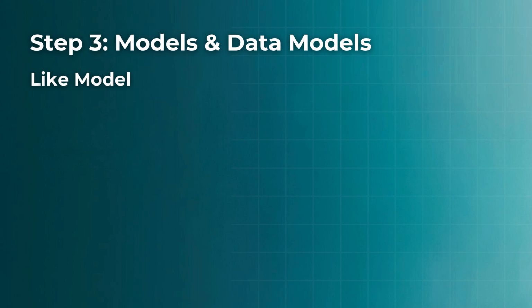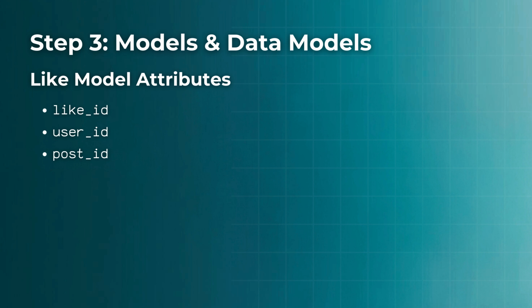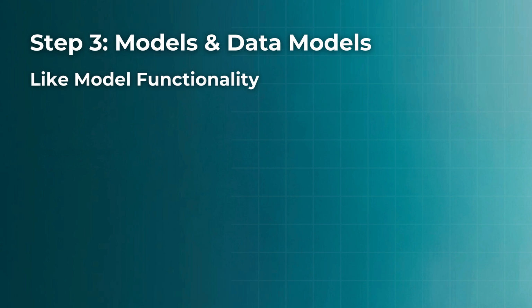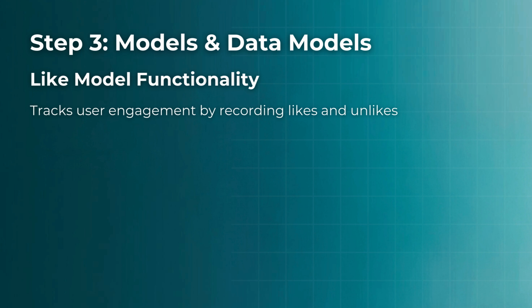Now, let's talk about likes. The like model keeps track of how users interact with posts. It records when a user likes or unlikes a post. The key attributes for this model are a unique ID for each like, who liked the post, which post was liked, and finally, when the like was made. This model connects users with posts they've liked. The main functionality for this model is to track user engagement by recording likes and unlikes.